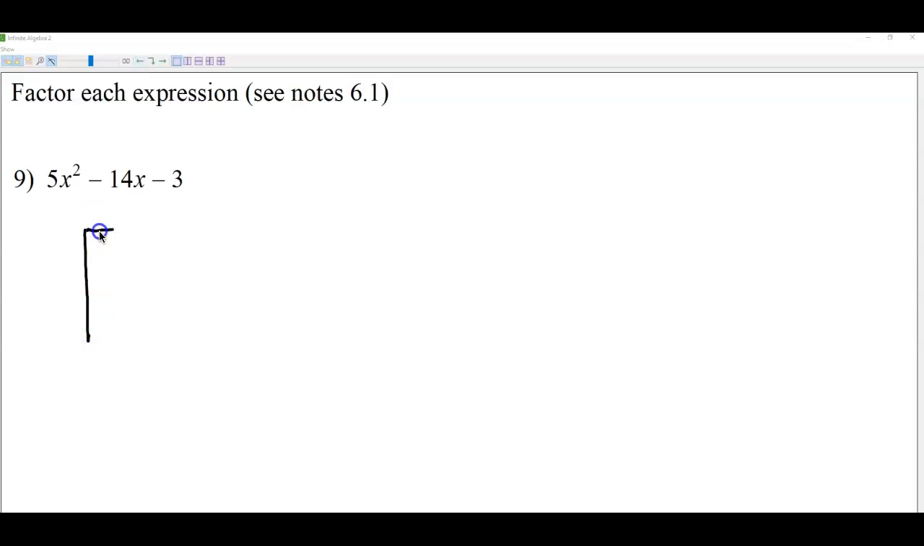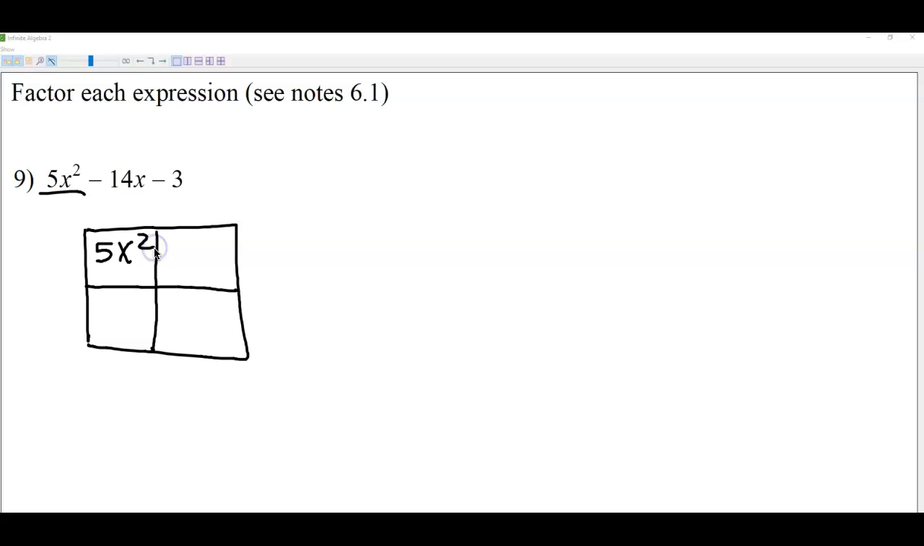So 3 terms is a box method. Your first term goes in the top left. Your last term goes in the bottom right. And what you're doing is you're looking for 2 numbers that multiply to make 5x squared, which would be 5x and 1x, right? And then you're looking for 2 numbers that multiply together to make negative 3. Now, there's a lot of guesswork that goes along here. You know, like, do I put the 3 there and the 1 there? Do I reverse them? And you won't know until you check at the end.